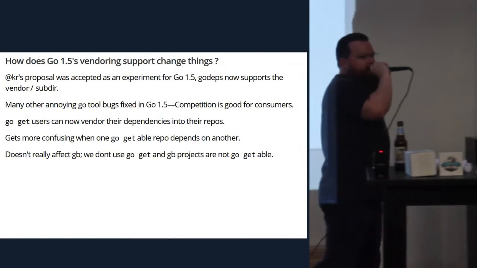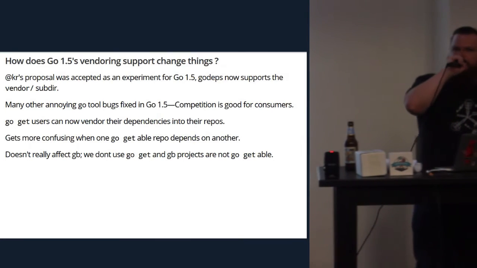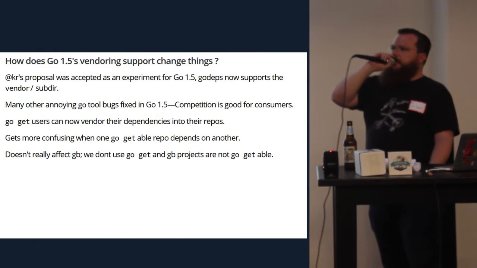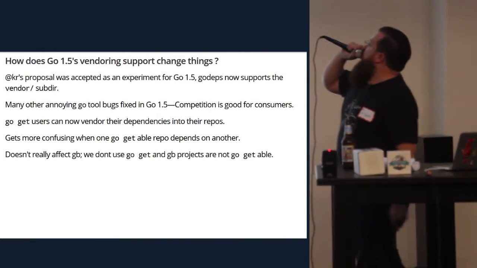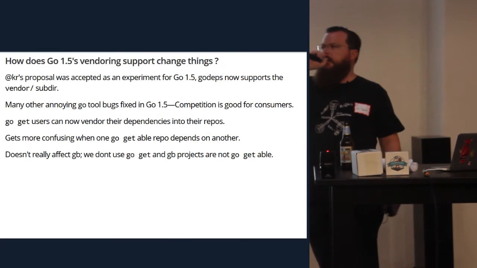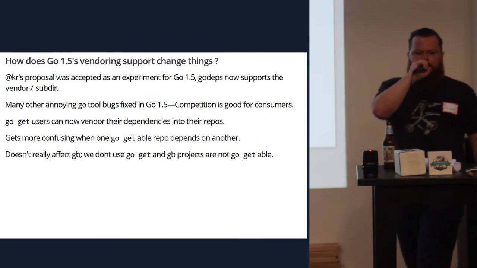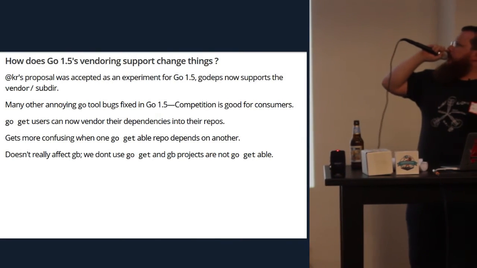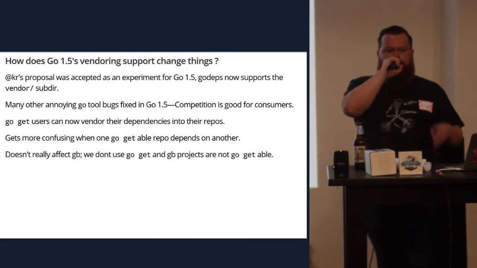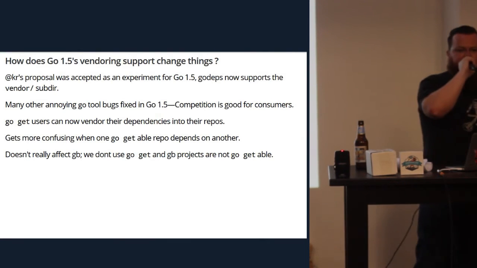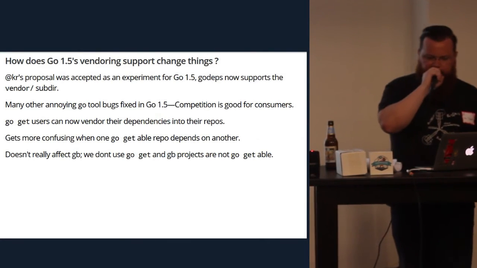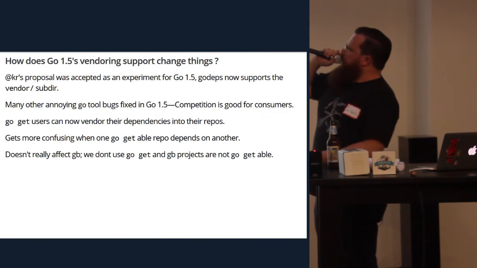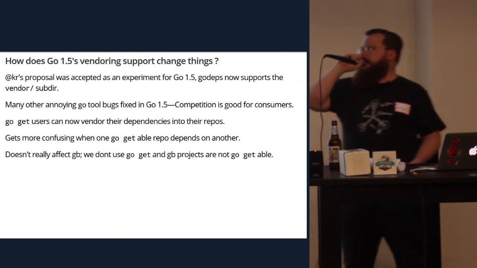The second one is, how does all this change with the Go 1.5 experimental vendoring support? Well, the good thing is that Keith's proposal was accepted, and we have this new experimental flag. And in fact, very recently, thanks to Edward Muller, GoBuild now supports the vendor subdirectory in your Go-gettable repository. Also, many of the annoying things that I complained about in Berlin have been fixed. Competition is really good for consumers, it turns out. Go get can now use this vendor directory. Go get users can now vendor their dependencies into their repositories.